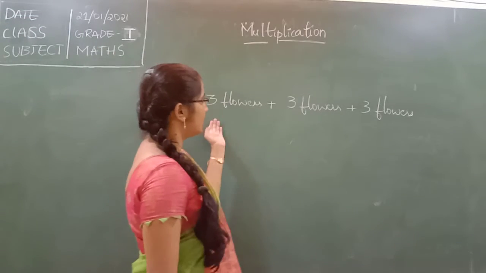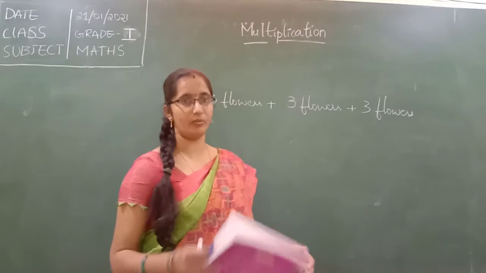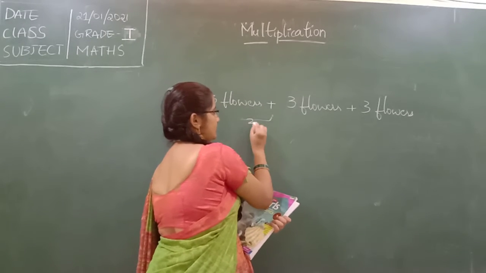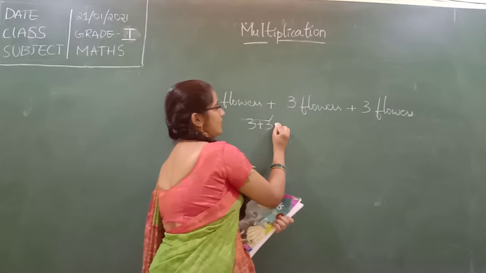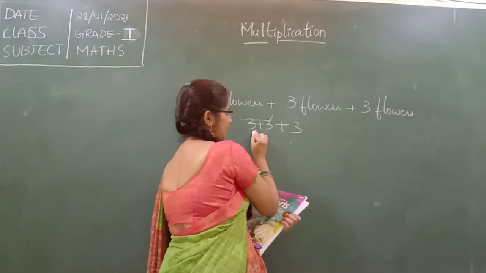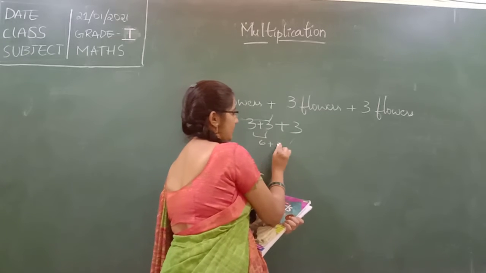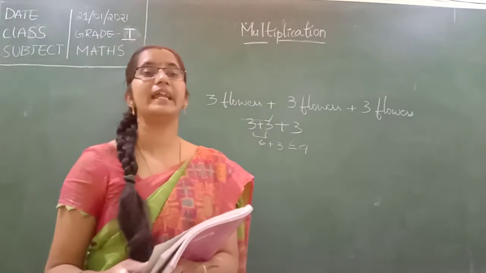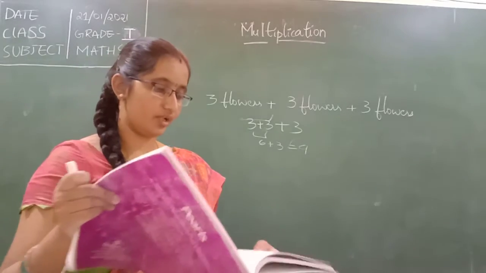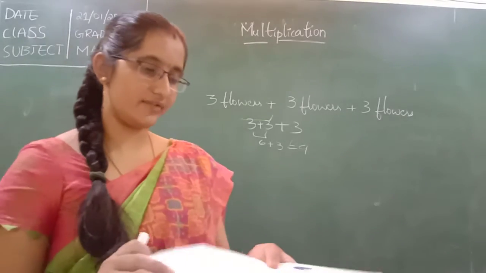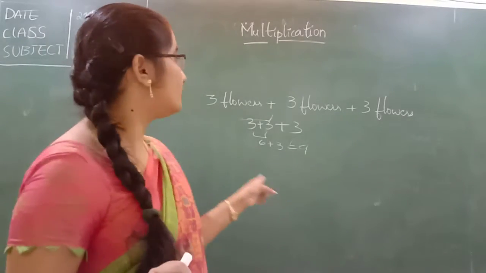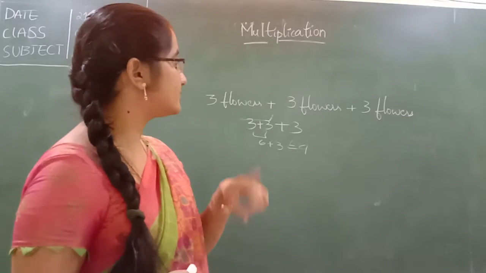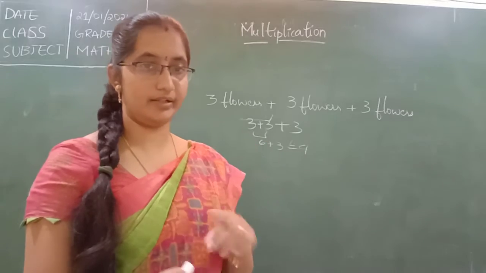Add them. 3 plus 3 plus 3. How many is 3 plus 3? 3 plus 3 is 6. 6 plus 3 is 9. So in total how many flowers do we have? 9 flowers we have. There are 3 groups of flowers, and each group has 3 flowers. So 3 groups of flowers is equal to 9.